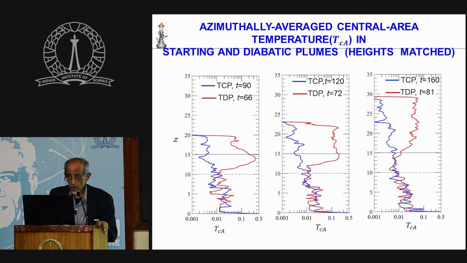Here is another one that shows the temperature. Once again, you can see the big differences in the temperature between the red curves, which are for the diabatic plume, and the blue curves, which are for the classical plume. And all of that is connected upwards. And you can see that there's a lot of hot fluid above the heat injection zone.